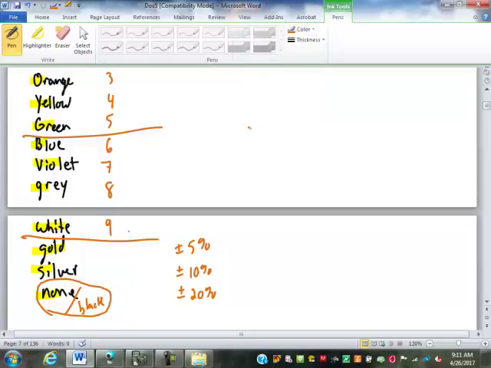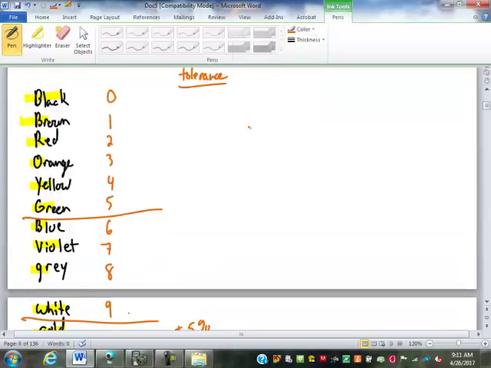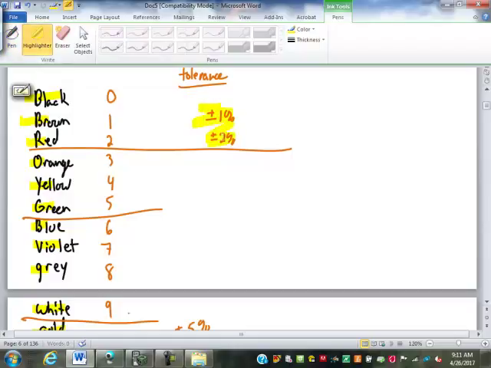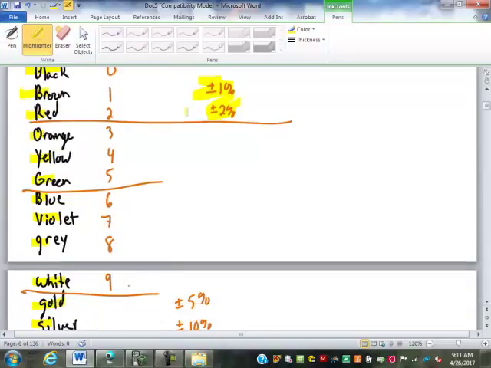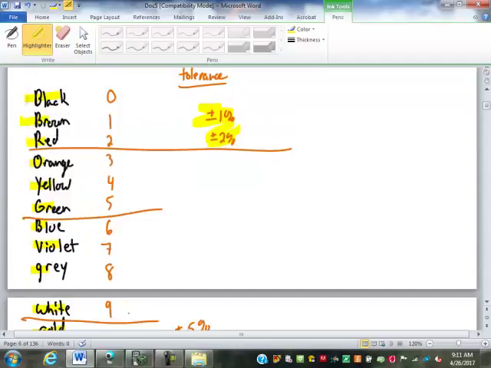Though these are typical, there is, however, some brown that's plus or minus 1% and red that's plus or minus 2%. Those are your military tolerances. Military resistors require much tighter tolerances. And yeah, black is the 20%.